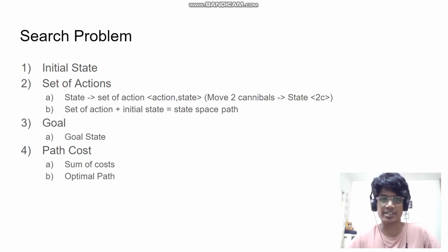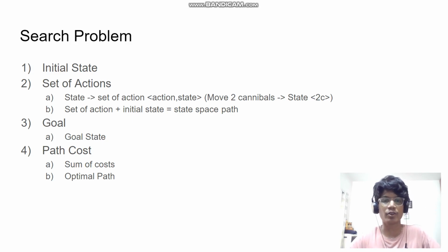Second, the set of actions. For a set of actions, all possible actions that the player can play are defined as action, comma, state. So in this case, if we move 2 cannibals, we can define the action as 2C. This is to define the game state and the state space path, which in a nutshell is our final output.